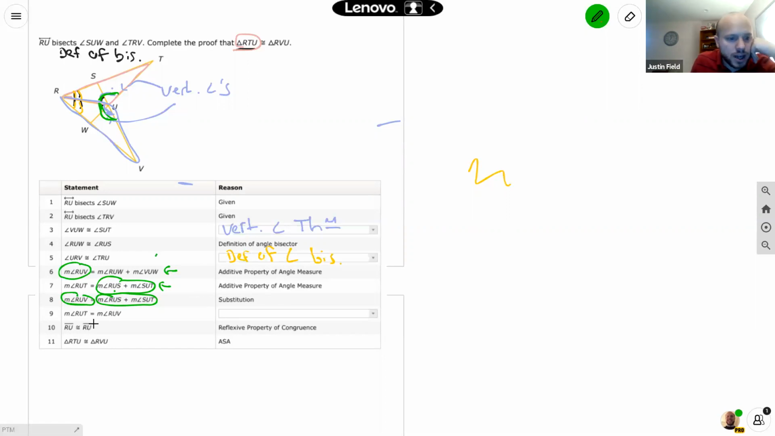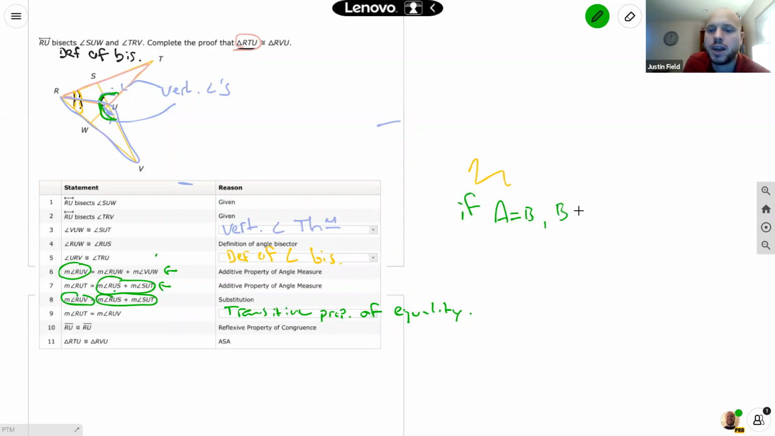But how do we now say that they're congruent is by a property called the transitive property of equality. Okay, so what does that mean? There is a property that says if A equals B and B equals C, then A equals C. If two things are equal to the same thing, they're equal to each other.